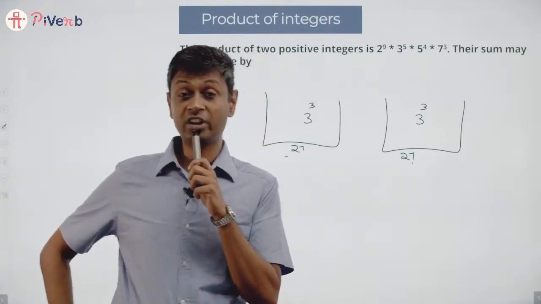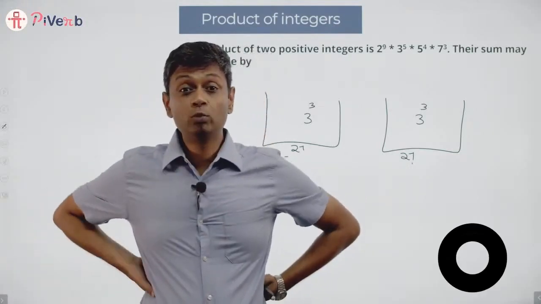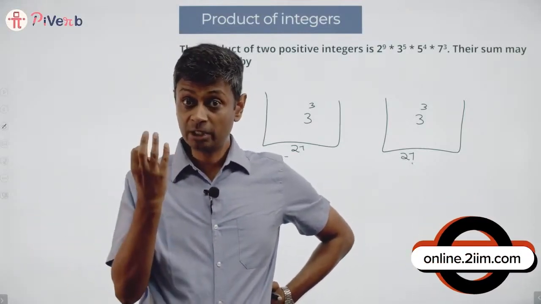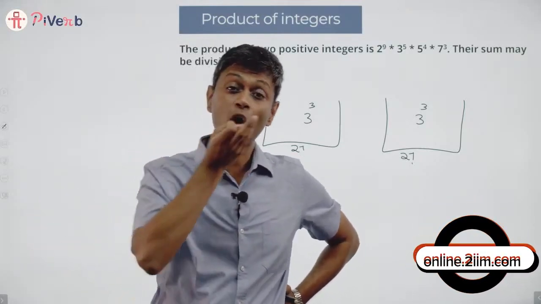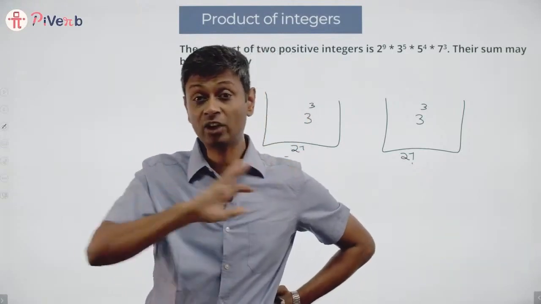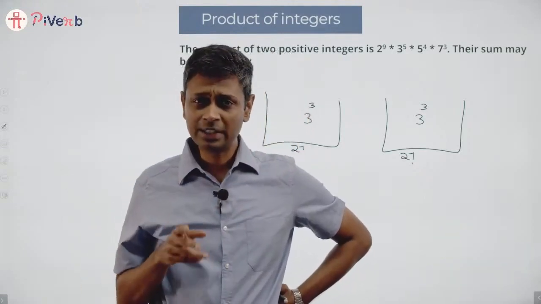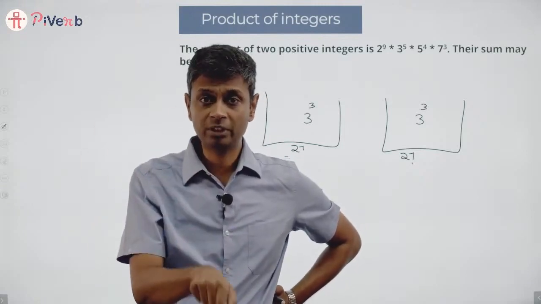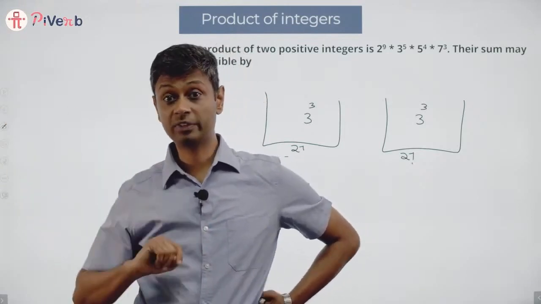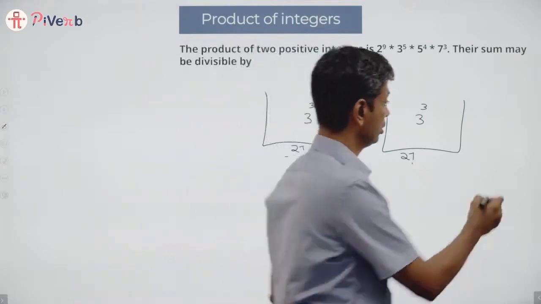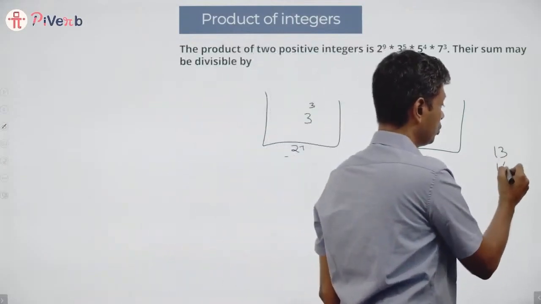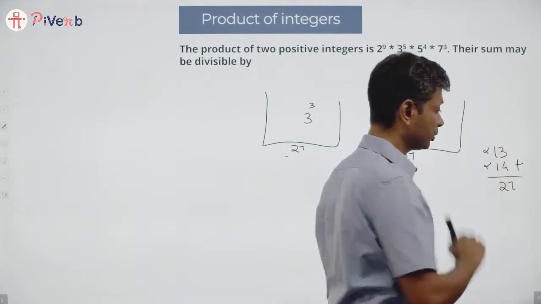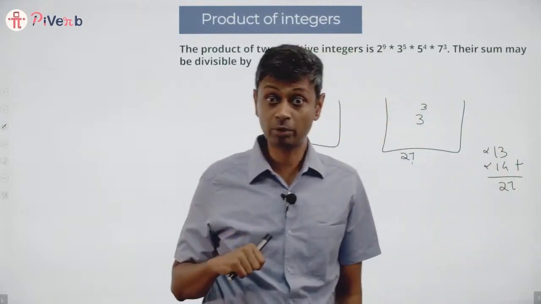Now I get another interesting idea. If I add two multiples of 27, I'll get a multiple of 27. If I add one number that's a multiple of 27 and another that's not a multiple of 27, I cannot get a multiple of 27. But I can have two numbers that are not multiples of 27 that add up to give me a multiple of 27. Think about this. 13 plus 14 is 27. This is not a multiple of 27, this is not a multiple of 27. But they can add up to give me a multiple of 27.